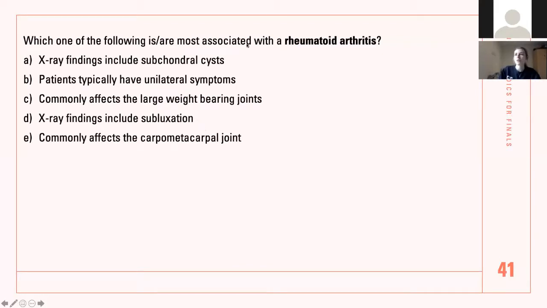Which of the following is most associated with rheumatoid arthritis? I'll let you read it for a little bit. So X-ray findings including subchondral cysts, patients having unilateral symptoms, commonly affecting large weight-bearing joints, X-ray findings including subluxation, and commonly affects metacarpal joints. So the answer to that one is D, so X-ray findings including subluxation.